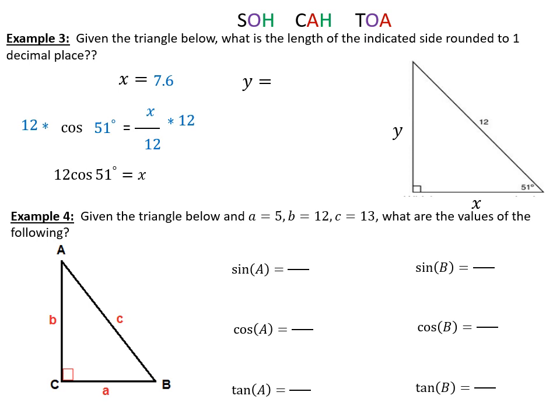Now for y, with the same angle, we can work with sine, because that's the opposite side. So sine of 51 equals y over 12. Again, multiply both sides by 12. And 12 times the sine of 51 degrees equals about 9.3.